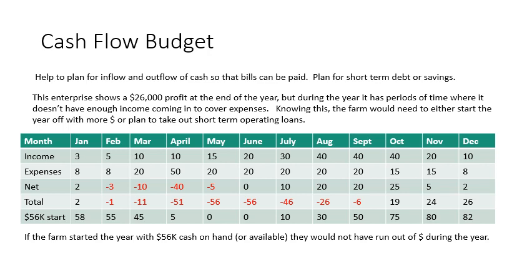I've got an example here of an enterprise that's got a $26,000 profit at the end of the year. But if you look at during the year, there are long periods of time where they don't have enough income coming in to cover their expenses, and they are showing a deficit. By June or July, they've got a deficit of $56,000. And so knowing this, the farm would either need to start the year off with more cash, or they would definitely need to plan to take out short-term operating loans and make sure that they can do that. So if the farm started the year out with $56,000 of cash on hand, they would not run out of cash during the year under this budget.